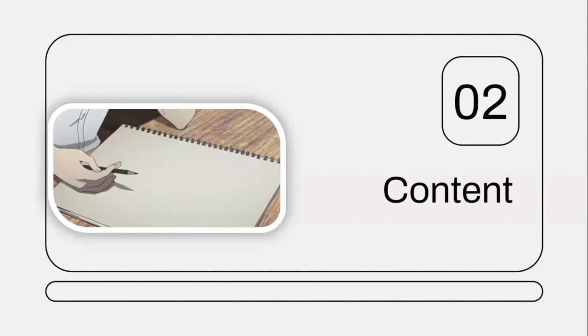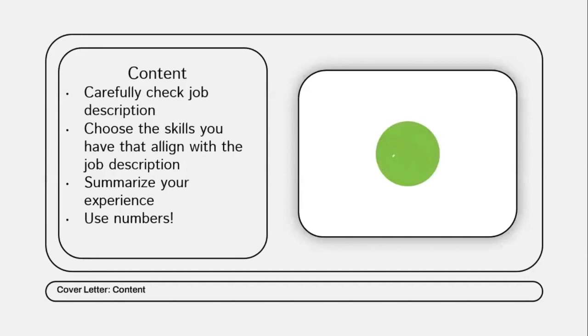Now, let's dive deeper and talk about the content. There are four tips for writing the content of your cover letter. Number one is to carefully check the job description. This means that before you start writing, it's important to make sure that your skills, competencies, and experience align with what they are asking for in the job description.